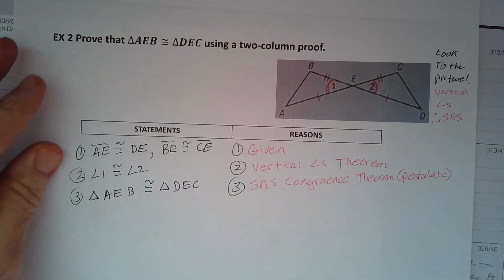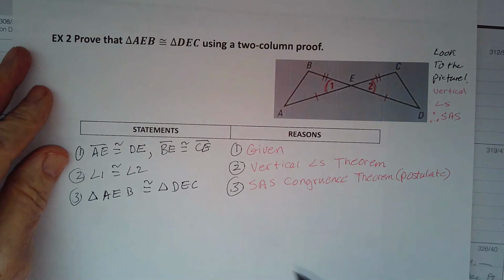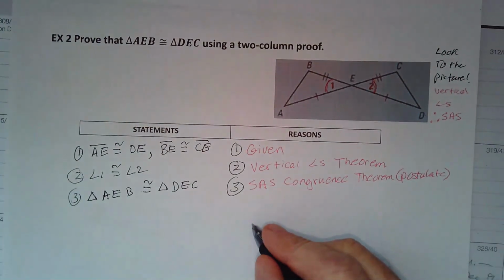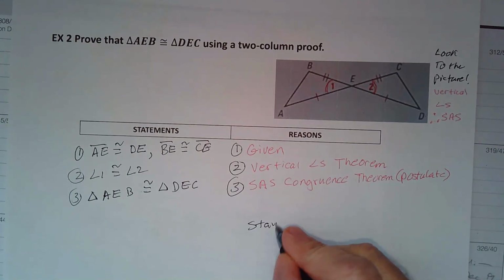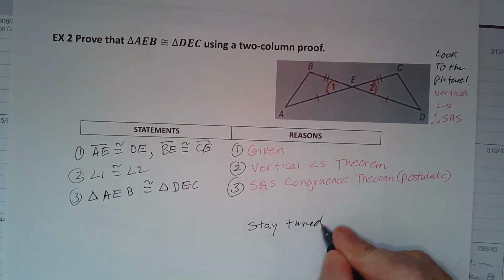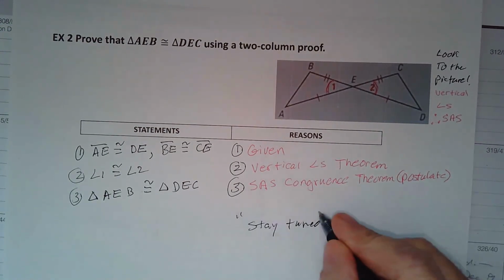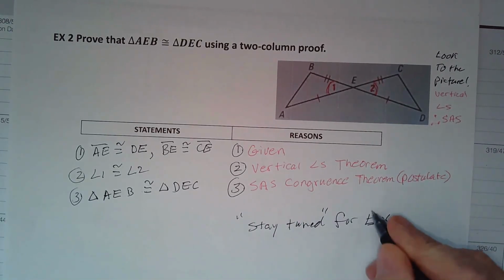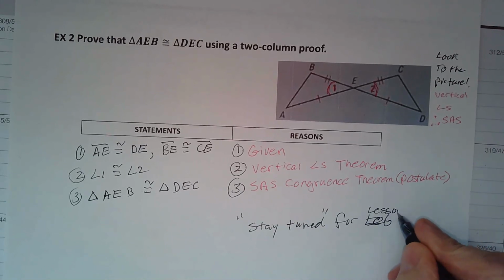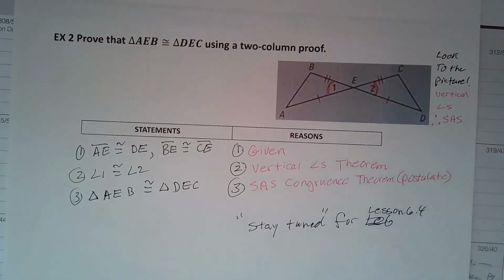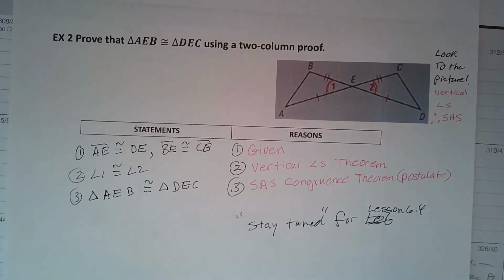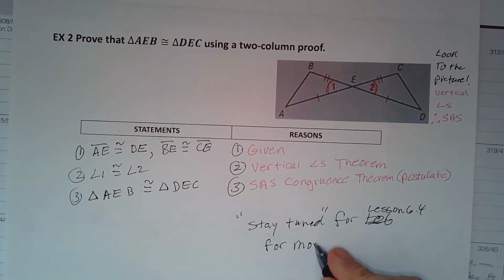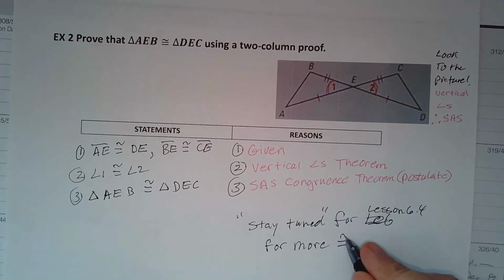So stay tuned for lesson, what was this? It was 6.3, I think. Yeah. So stay tuned for lesson 6.4, which is going to cover more congruence shortcuts.